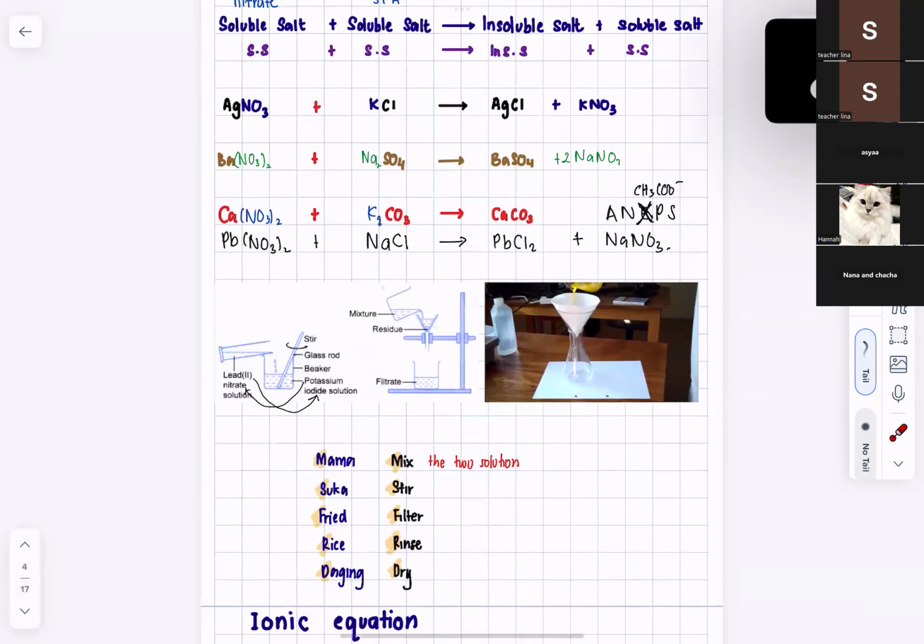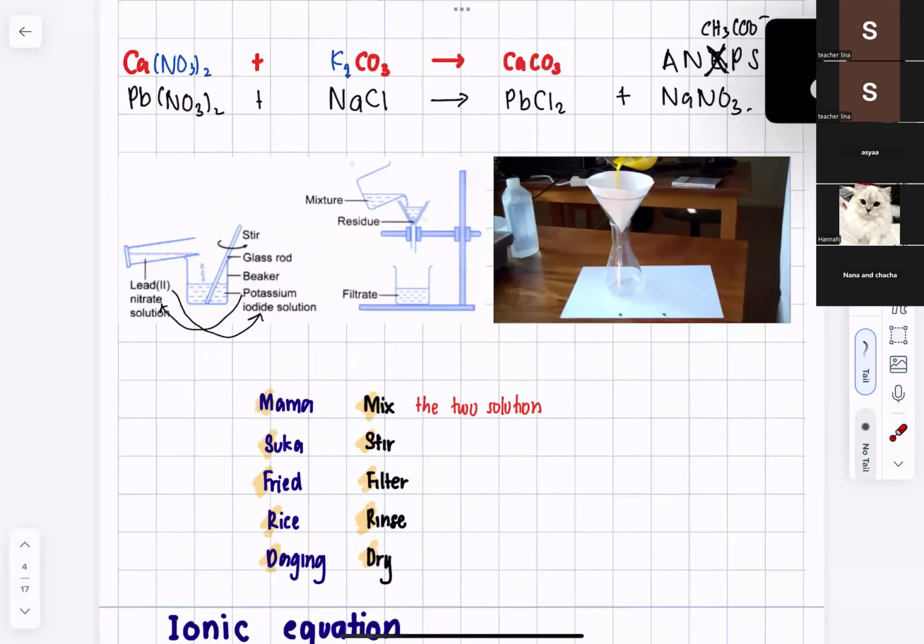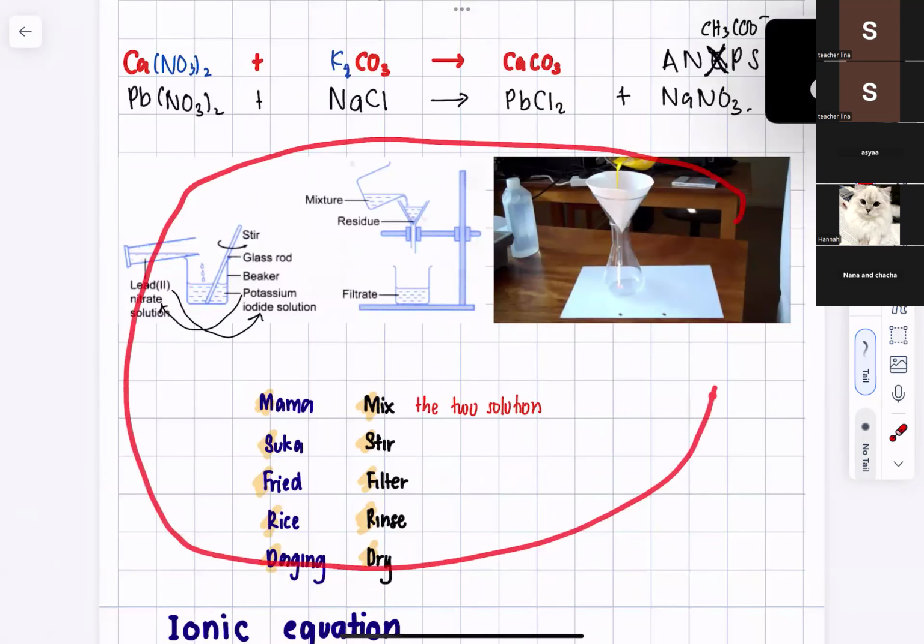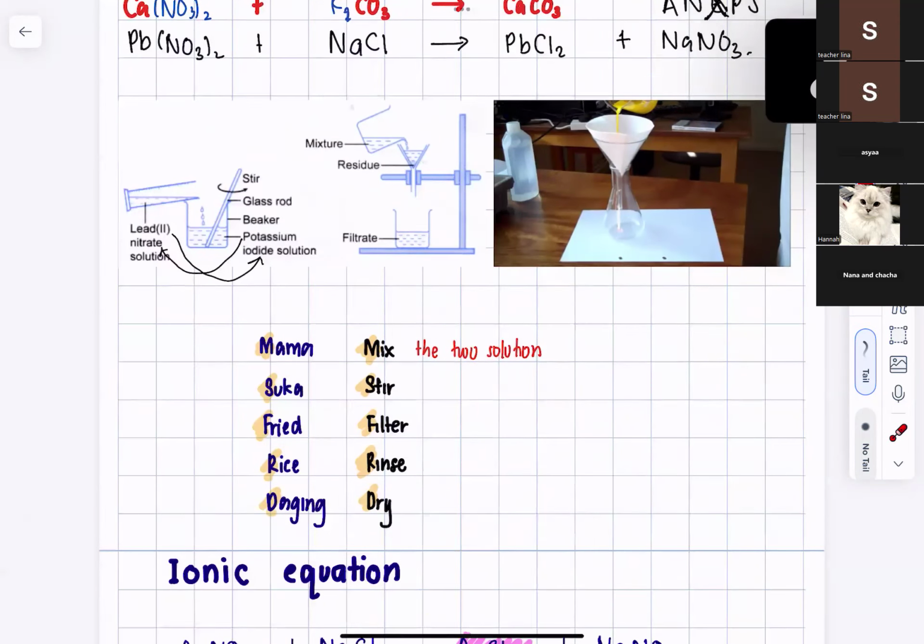So, the process for preparation of insoluble salts, you just need to remember "Mama suka fried rice, daging." So, Mama, that one is a mix. You mix the two solutions. After that, you stir. Then you filter. Okay, so then after that, you rinse. You rinse with distilled water.